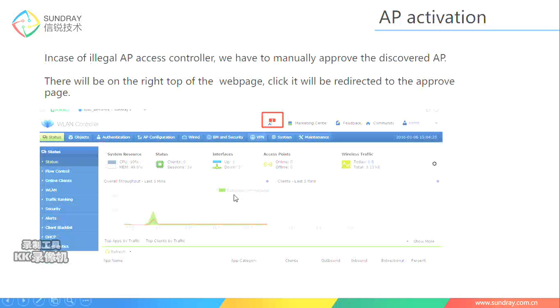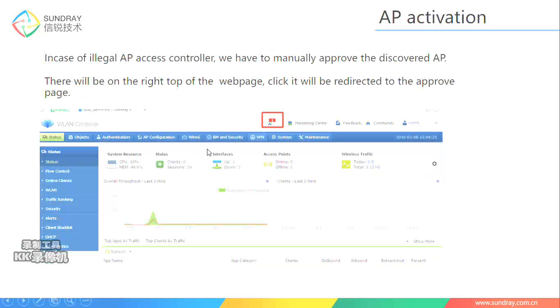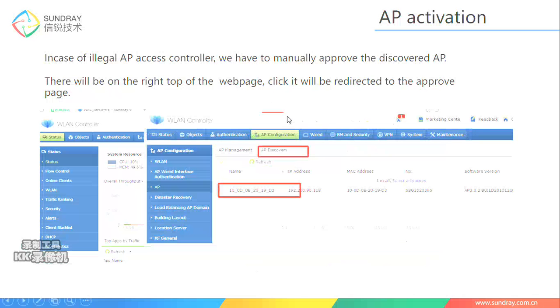So when we're done, whether set up manually or automatically by DHCP option 43 or DNS, in the controller's management interface there will be an icon shown here. This means an access point has been detected by the controller. You just click this and it will show all the discovered access points in the AP discovery page.